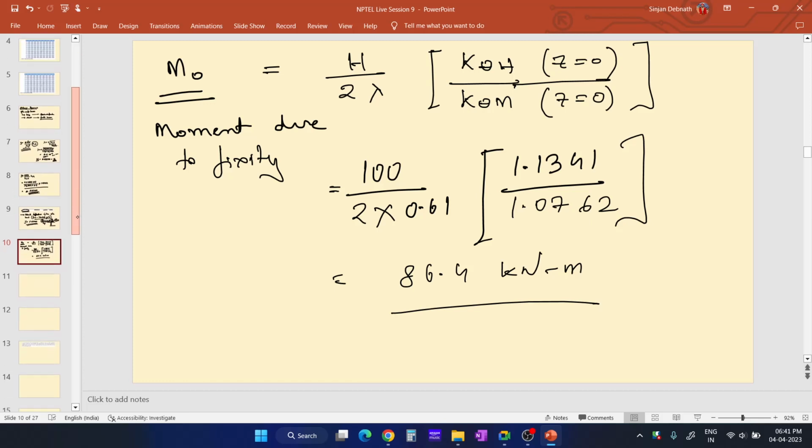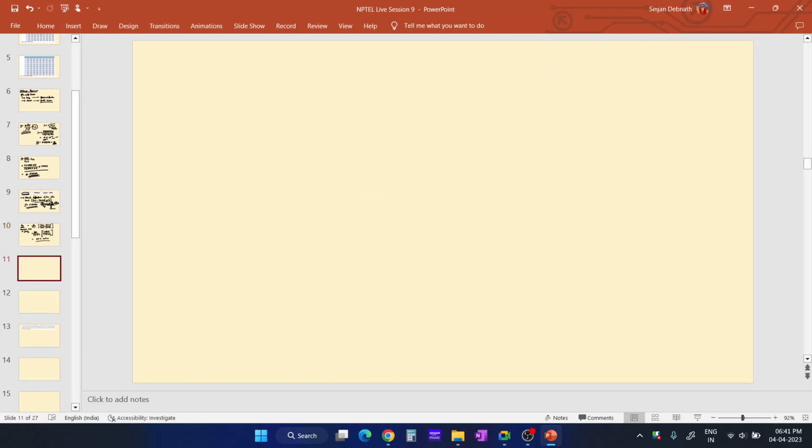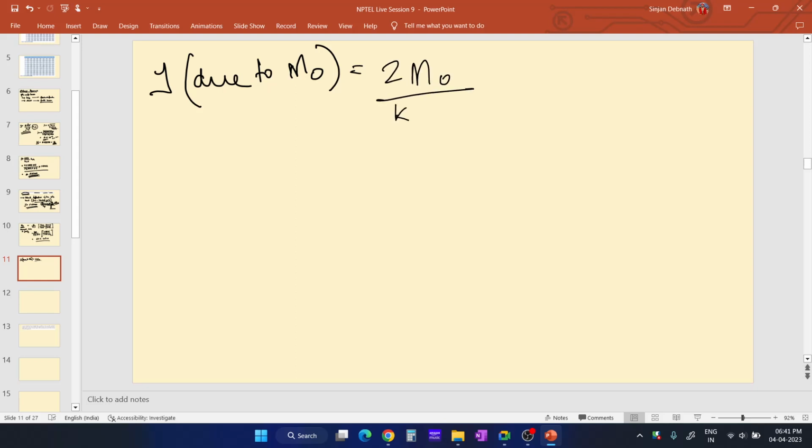And now we need to find out the corresponding deflection due to this counteracting moment m0. Okay, so y, that is due to m0, we need to find out that. So what is the equation for that? For that, the equation is two into m0 by kHd lambda square k rho m. You can find out the details of these equations in the NPTEL lecture series by Professor Deb.